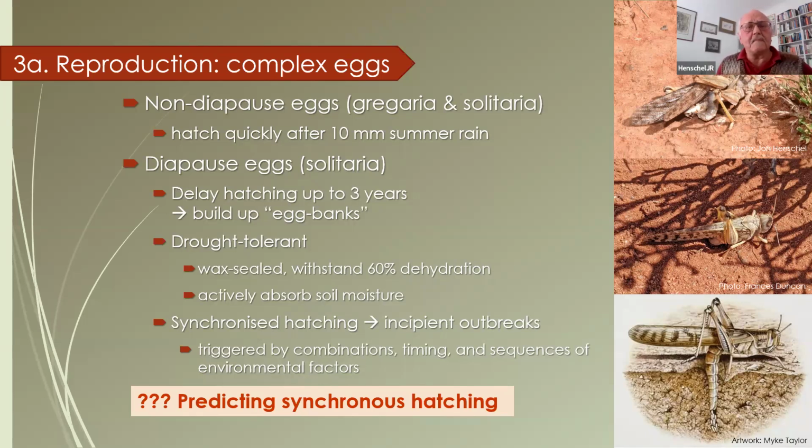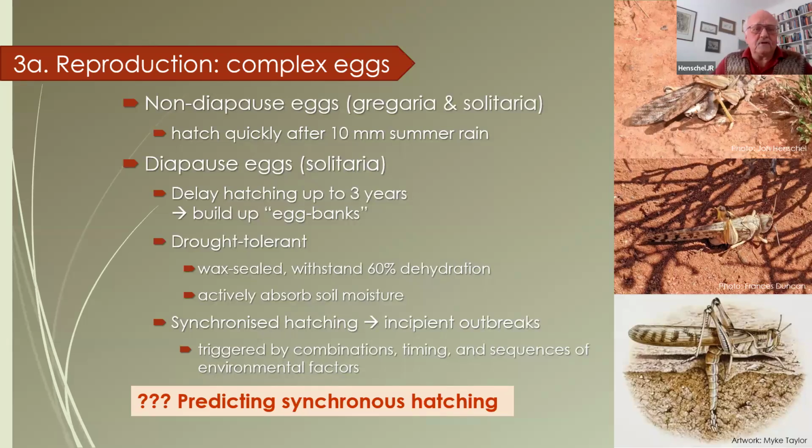Their reproduction, as one aspect, includes complex eggs. I nickname these smart eggs as well. The one type of eggs is very simple. It's the non-diapause eggs. They are laid mainly by the swarming gregaria. They hatch very quickly after the first proper rain in summer.